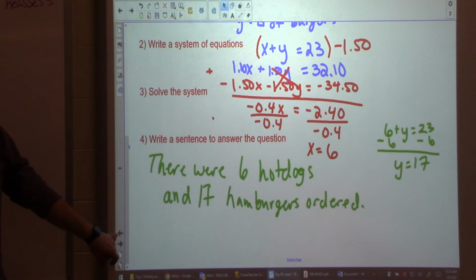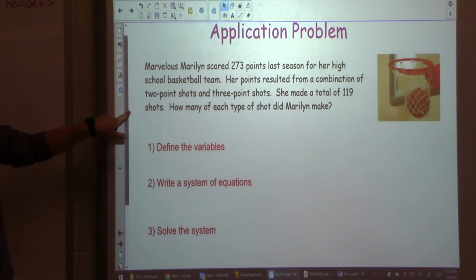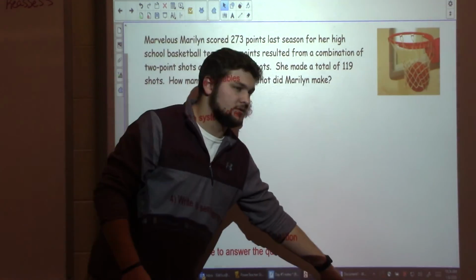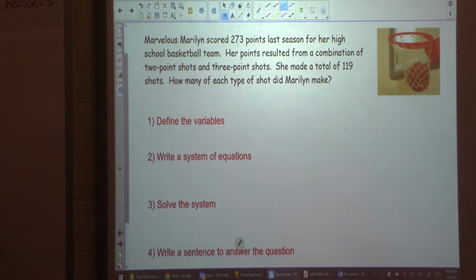Last problem. How about this? I will help you set this one up, and then you have to solve it. Okay. So Marvelous Maryland scored 273 points last season for her high school basketball team. Her points resulted from a combination of 2-point shots and 3-point shots. She made a total of 119 shots. How many of each type of shot did she make?